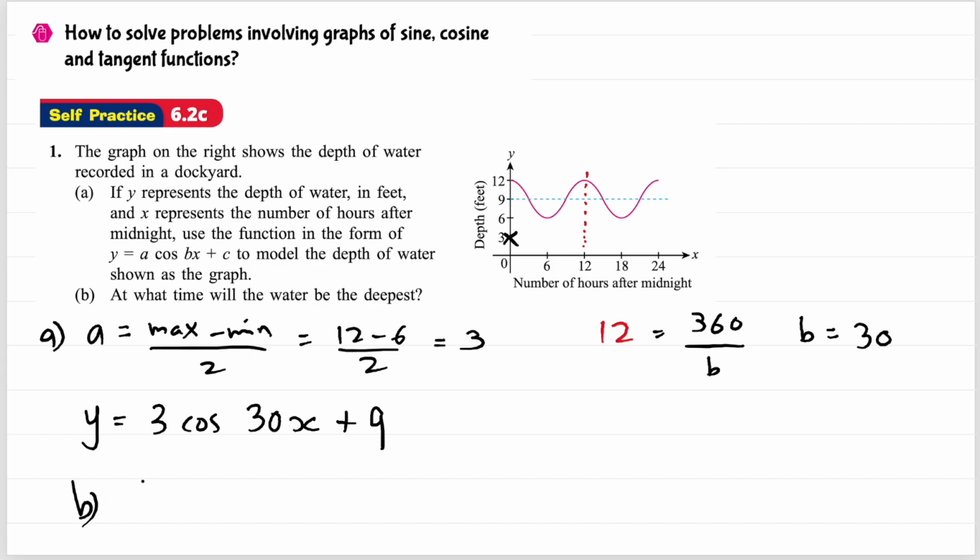Simple B pula. At what time will be the water be the deepest? Deepest maksudnya dekat mana? Maksudnya dia depth kan. Pergi atas. Makin tinggi makin dalam lah. 1, 2, 3. So dekat mana? Dekat kosong, dekat 12 dengan 24.